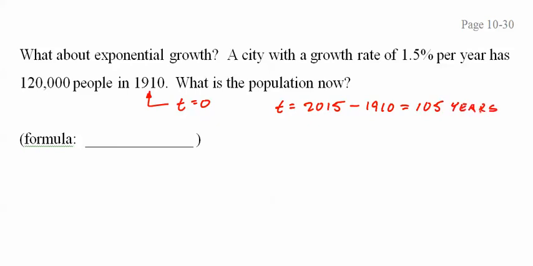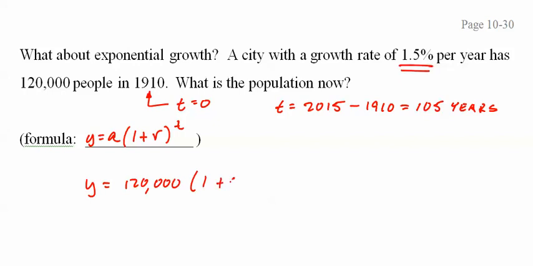The formula for this will look somewhat familiar. Original amount times 1 plus r to the t. I'm not going to redefine it, you already know. So we had 120,000 people times 1 plus 0.015 to the 105. We should have 572,948 people.